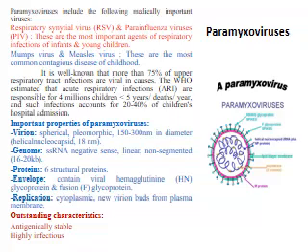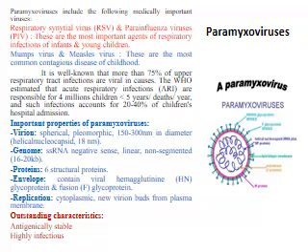The most important properties of paramyxoviruses include: firstly, the virion is spherical, pleomorphic, 150 to 300 nanometers in diameter. The helical nucleocapsid is about 18 nanometers in diameter. The genome is single-stranded RNA, negative sense, linear, non-segmented, about 16 to 20 kilobase pairs.